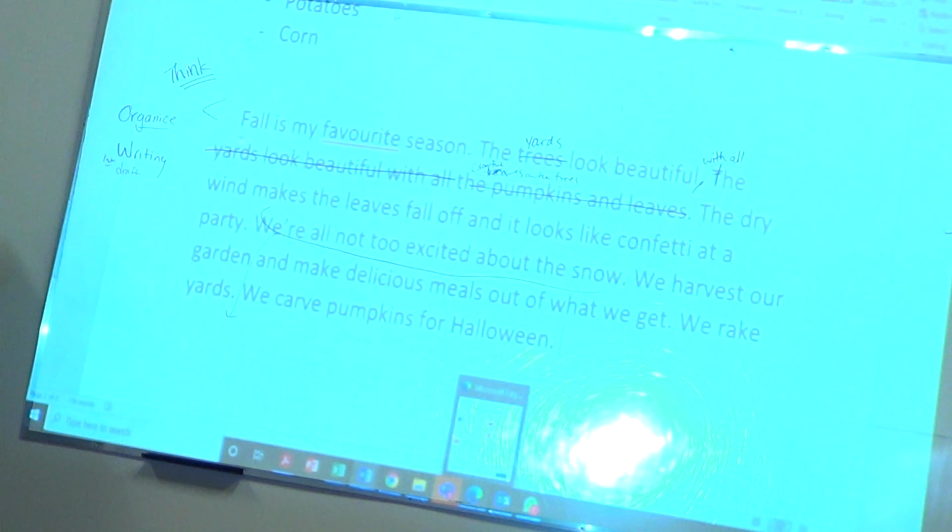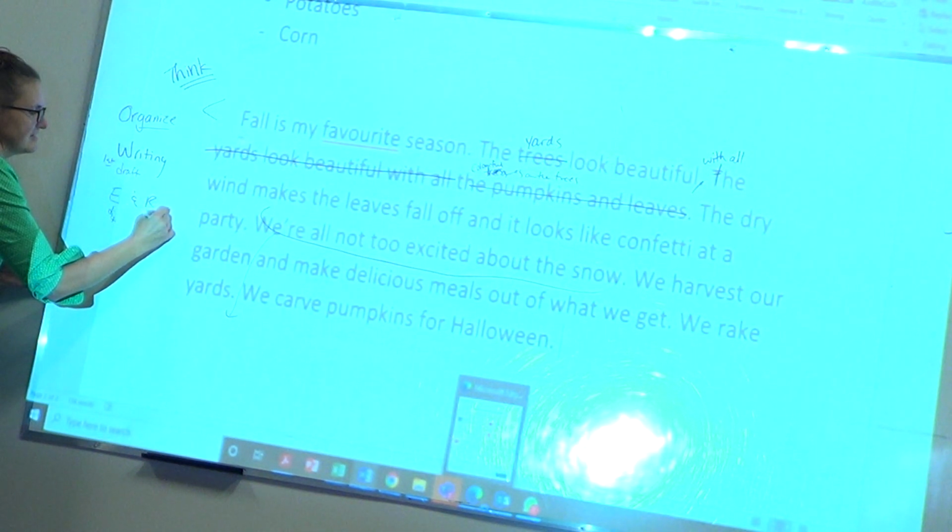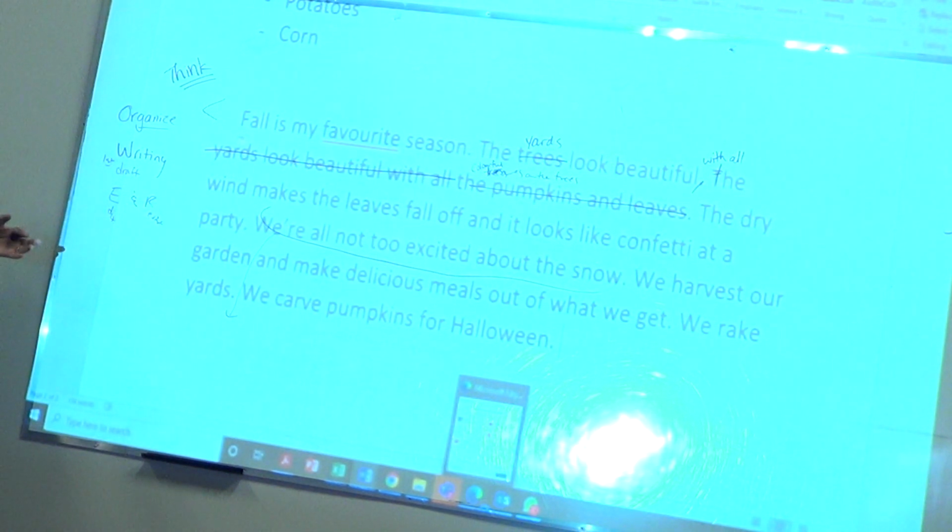This is, if you look over here, the E and the R, the edit and revise. So we edited sentences and we're taking things out and we're changing it all around. There's for sure other stuff we could do with this paragraph to make it stronger. But you never want to hand in the first, I want to see your first draft.